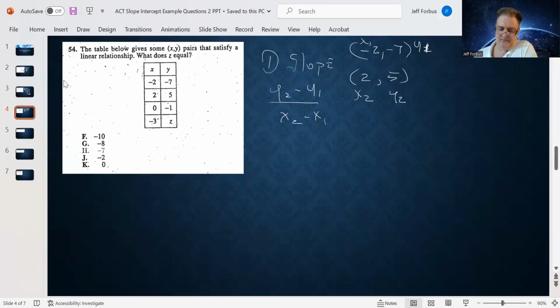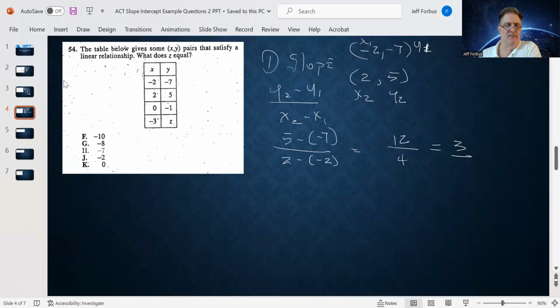All right, now let's put all these numbers into the slope formula. So we're going to have 5 minus -7 over 2 minus -2. Now 5 minus -7 turns into 12, and 2 minus -2 turns into 4. 12 divided by 4 is 3. So the slope of this line for this data is 3. We can use the slope to figure out point Z.